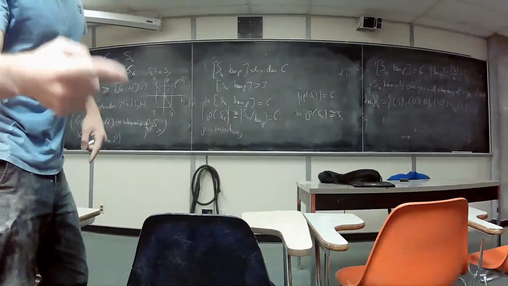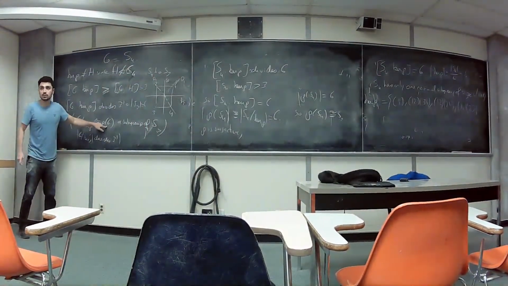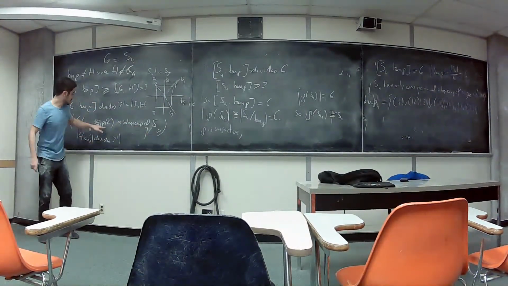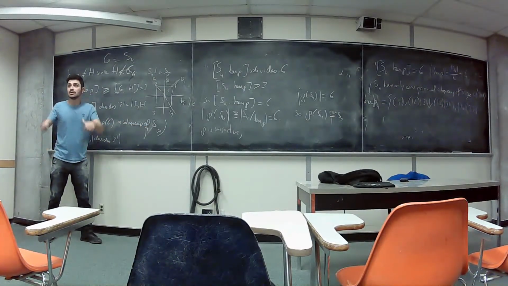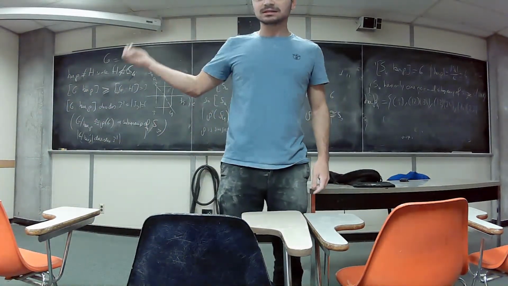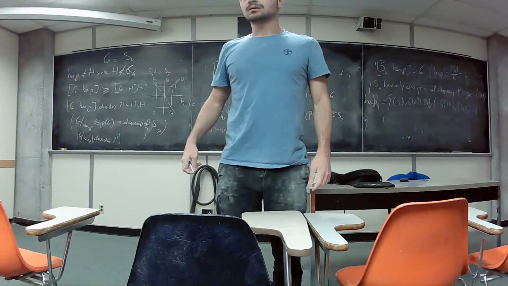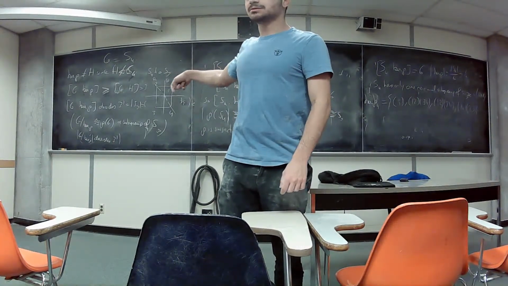Why does it divide 3 factorial? G mod kernel of rho is isomorphic to rho of G, right? Rho of G is a subgroup of S3. By Lagrange, the size of rho of G divides the size of S3. Is it clear? The size of G mod the kernel, which is the size of rho of G, divides the size of S3.